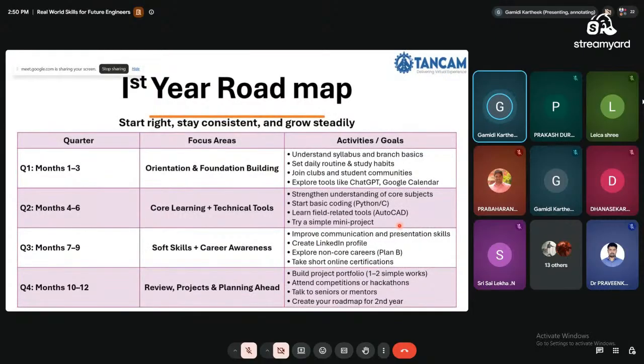I will tell you a simple story. So many of my friends, including myself, used to plan like, what after first year? We should go for GATE coaching at the end of third year. We should learn CATIA and SolidWorks at the end of second year. And we should crack GATE at the end.